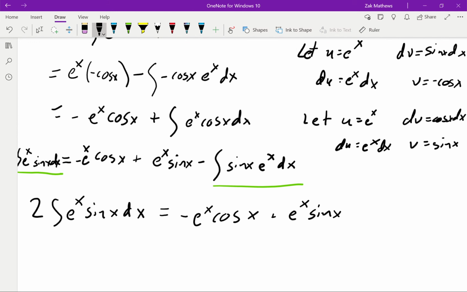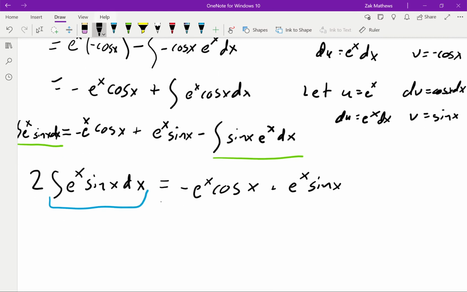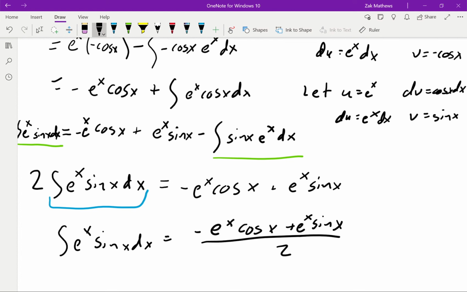And if I want to know what this integral is right here, well, I have an equation that's nearly there. It just has a 2 with it. And so I need to divide off that 2, and I'm going to have my answer. The integral of e to the x sine x dx is equal to negative e to the x cosine x plus e to the x sine x, over 2. And that's all I have.